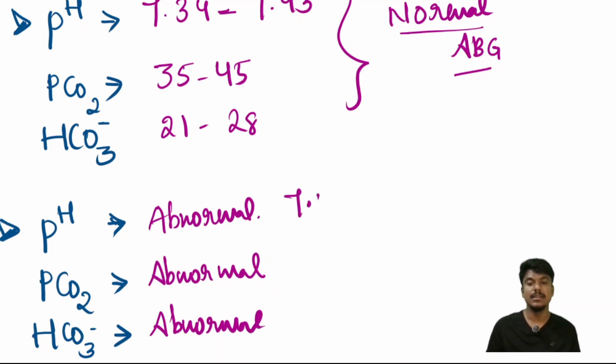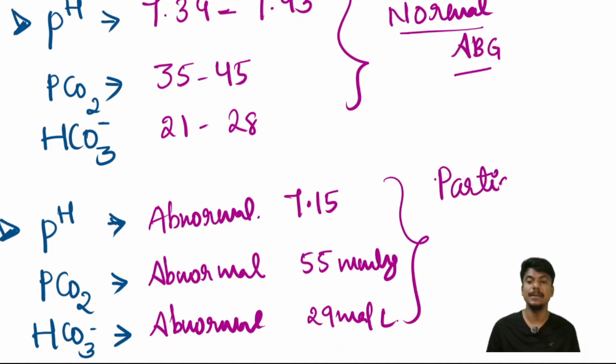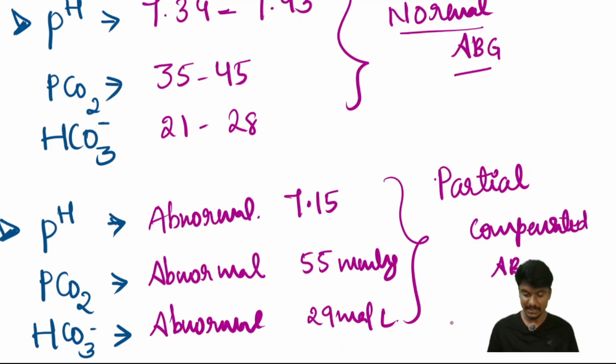I'll give you an example. If your pH is 7.15, your PCO2 is 55 mmHg, and your bicarbonate is around 29 milliequivalents per liter, all are altered. This is a partially compensated ABG. Partially compensated means your pH is altered, your PCO2 is altered, and your bicarbonate is altered.